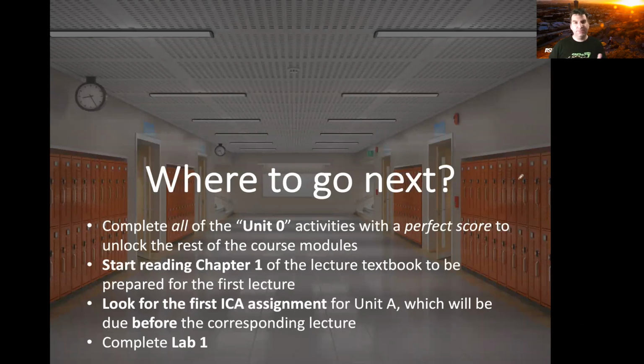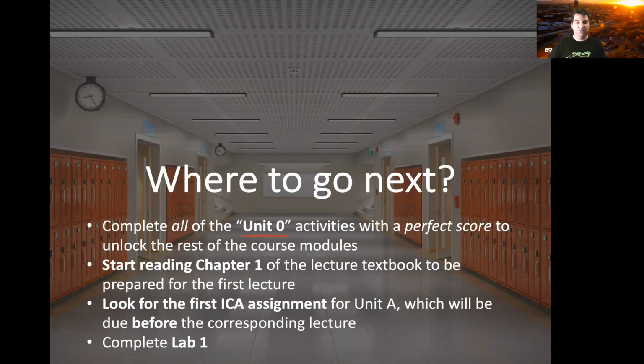So at this point, I want you to go to Canvas, and sometime between now and when it's due, complete all of the Unit 0 activities. You will not be able to open up any of the other modules inside Canvas until you complete all of the Unit 0 activities with a perfect score. Those Unit 0 activities, you'll be able to complete multiple times until you get that perfect score. Once you get a perfect score on all of the activities in Unit 0, then you'll be able to move on and unlock the rest of the course.